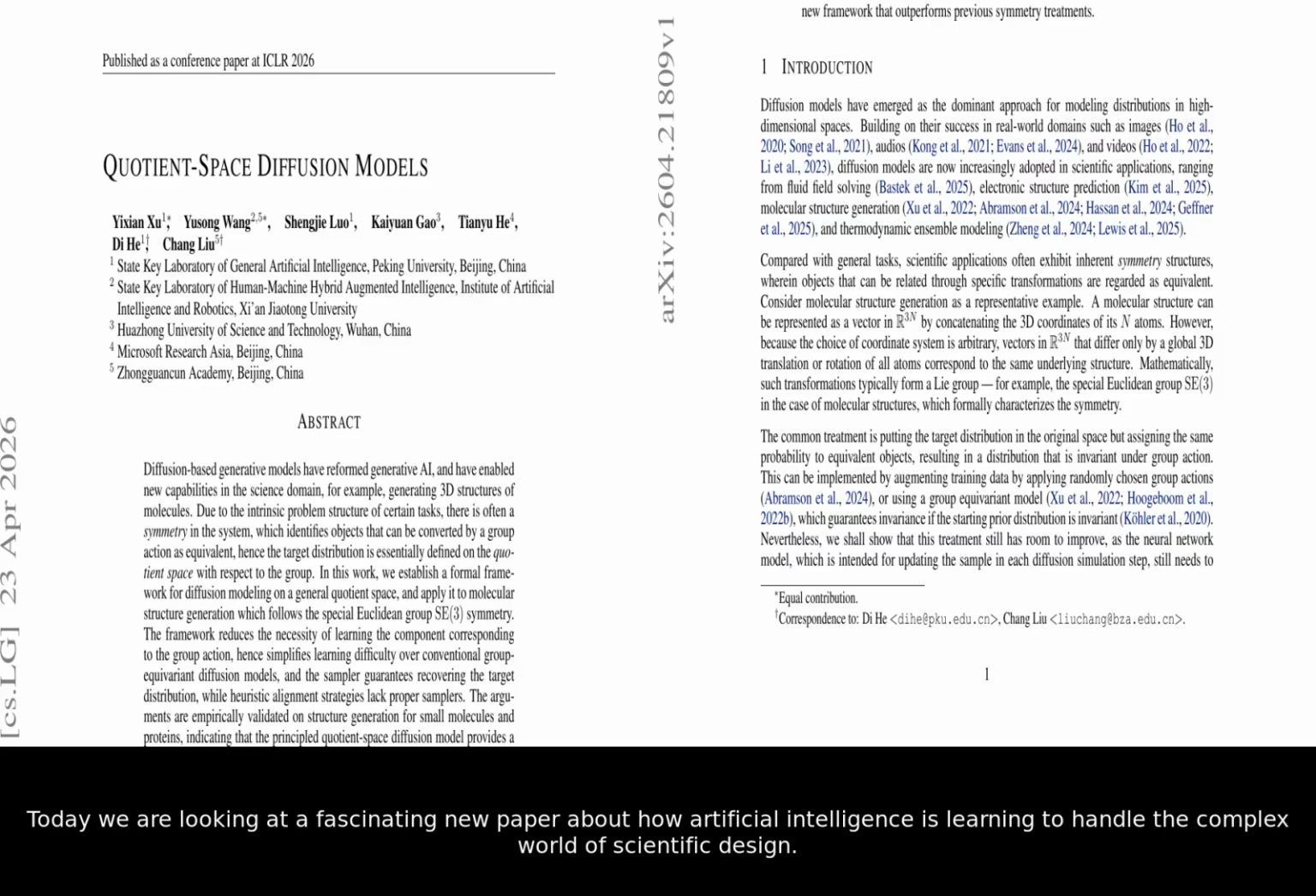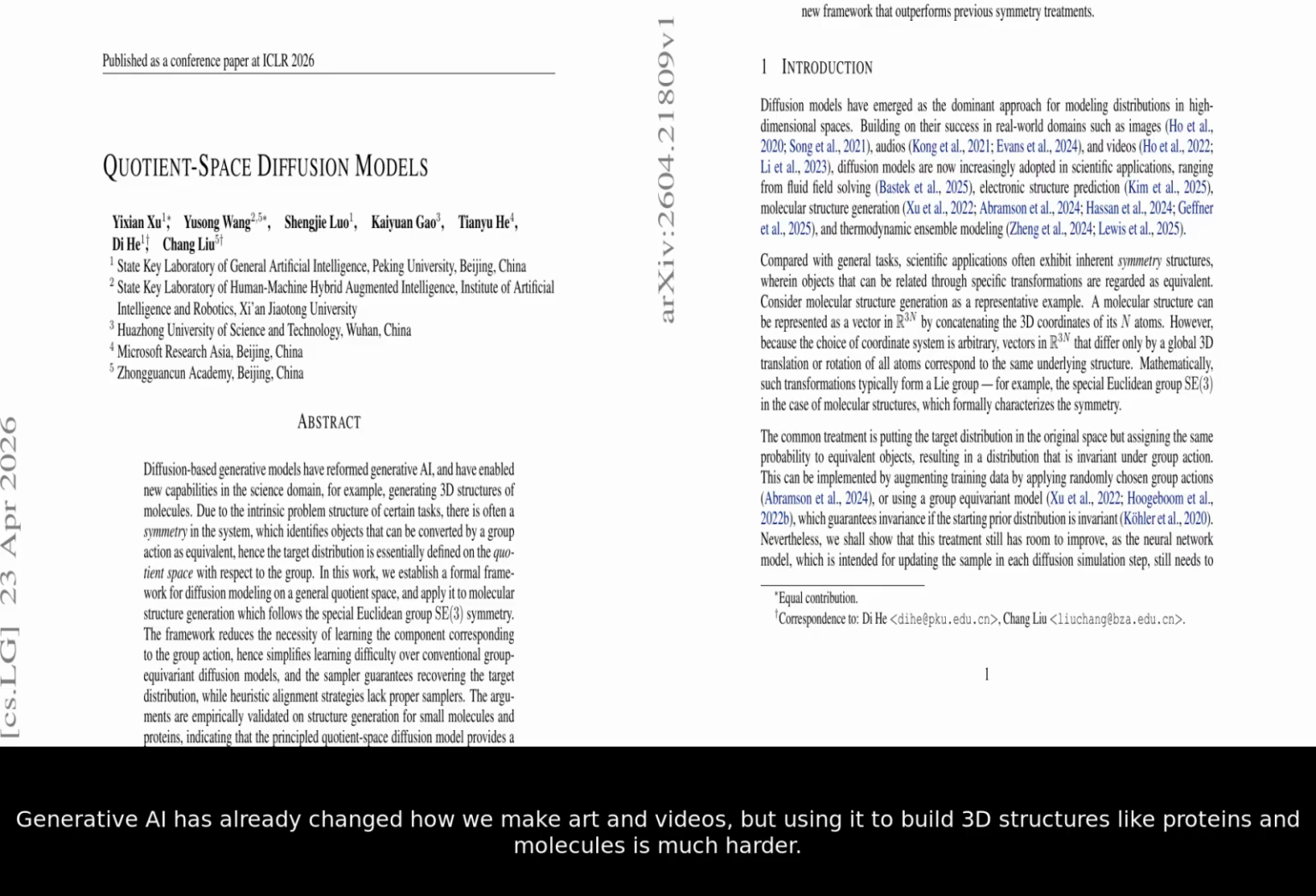Today we are looking at a fascinating new paper about how artificial intelligence is learning to handle the complex world of scientific design. Generative AI has already changed how we make art and videos, but using it to build 3D structures like proteins and molecules is much harder.